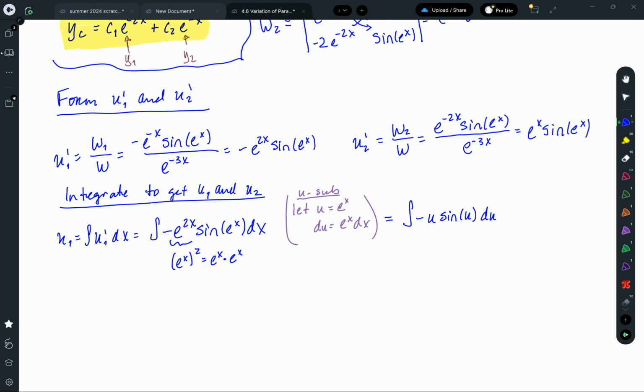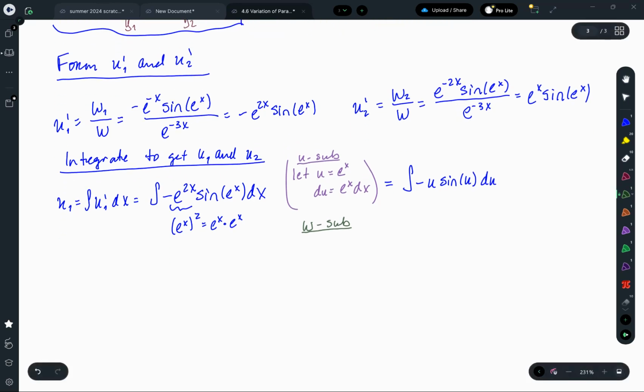So that fixed some things, but it introduced some more problems. This is still another u substitution, but I'm already using u. So now we're going to do a w sub. That's kind of why I went back to the u sub notation. So with a w sub, we're going to let w equal u, and then dw equals du.